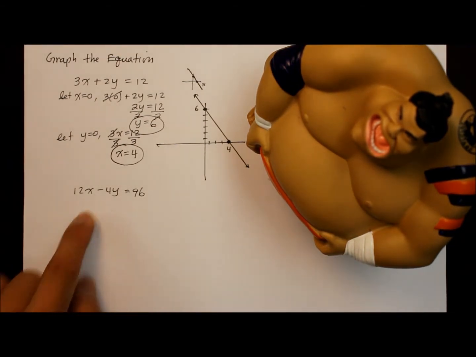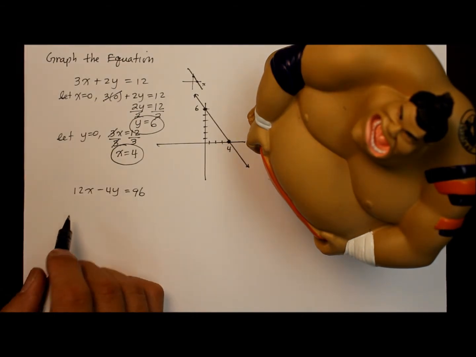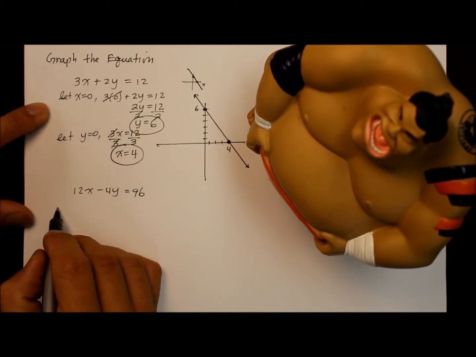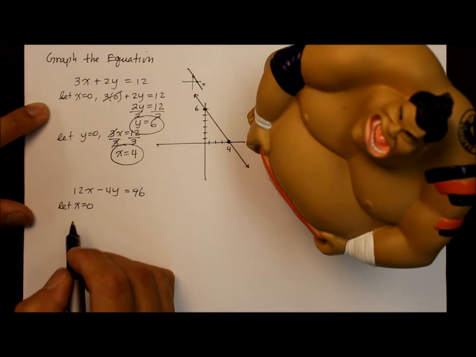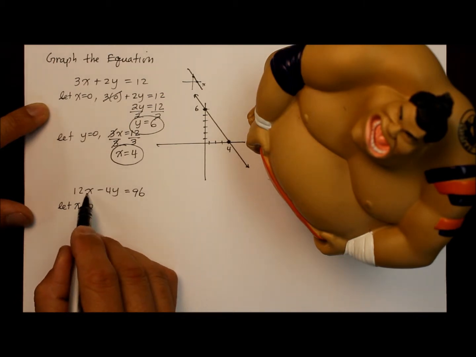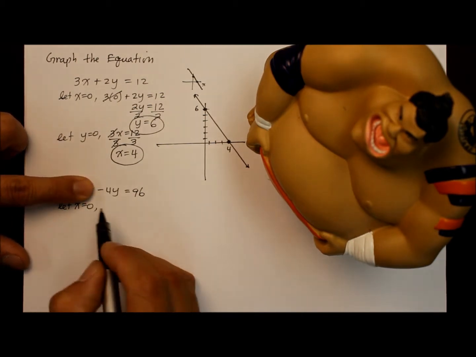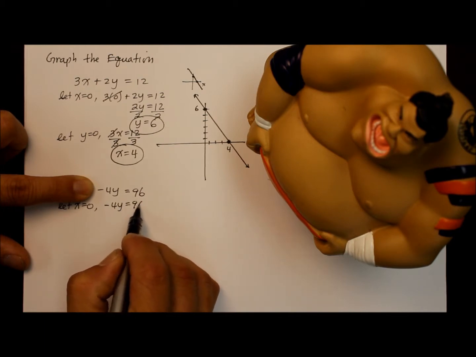Now you could try that one. Good. So you said, same thing. I'm going to do what you did over here and say let x equal 0. So let's use that trick, the finger trick, okay? When you let x equal 0, 12 times 0 is nothing, so you cover it up. So what do you have remaining? It's just a y: -4y = 96.